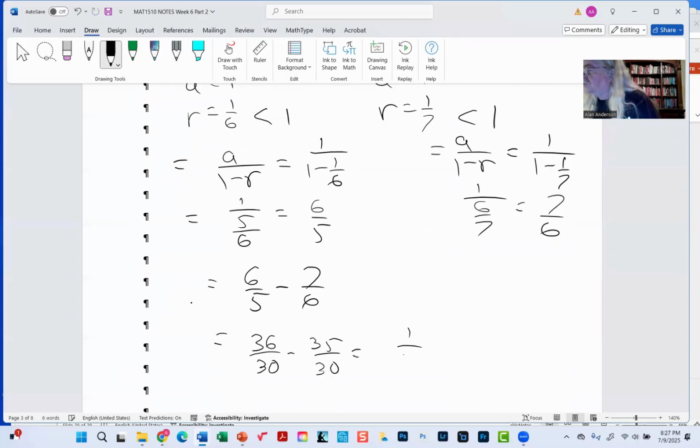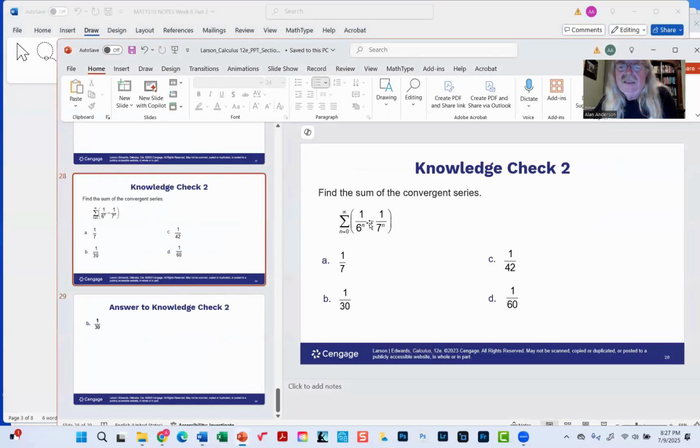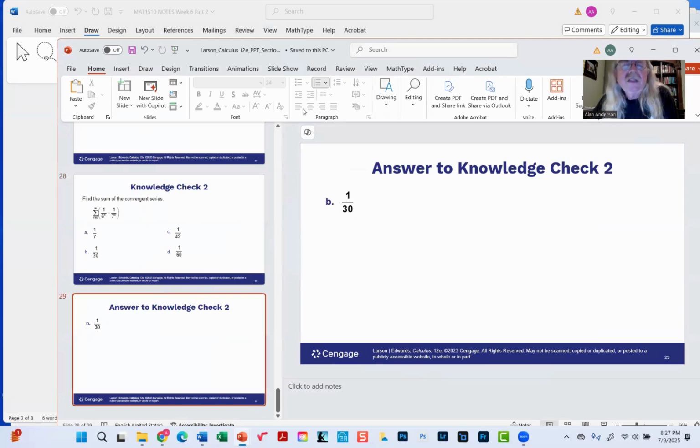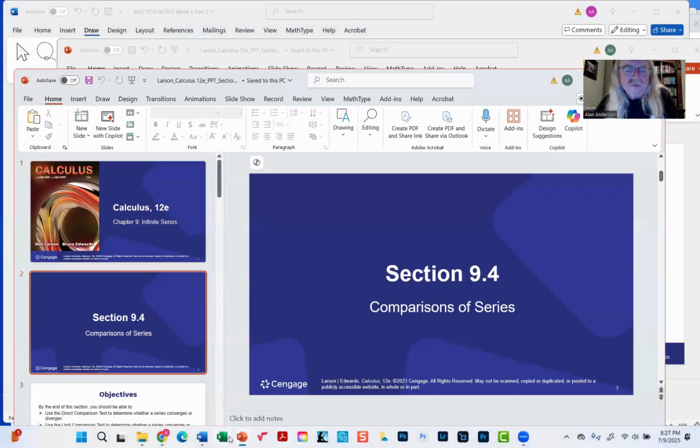And our final result is 1 over 30. Okay, and there it is. All right, so that's the end of 9.2. Now 9.3 is going to introduce us to some more tests for series.